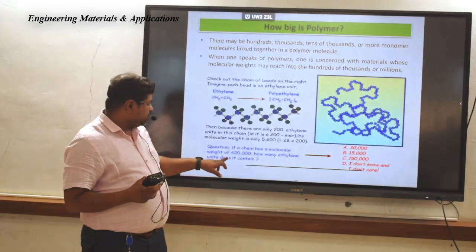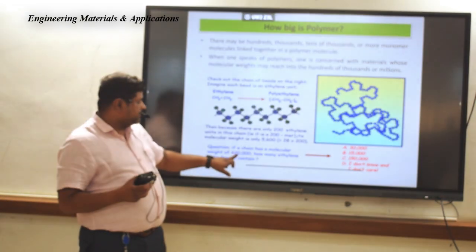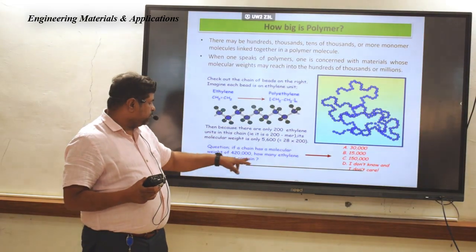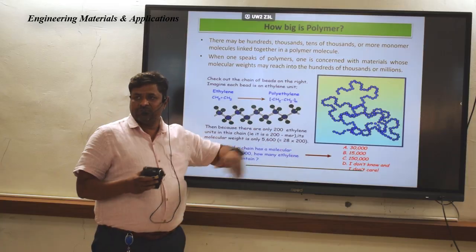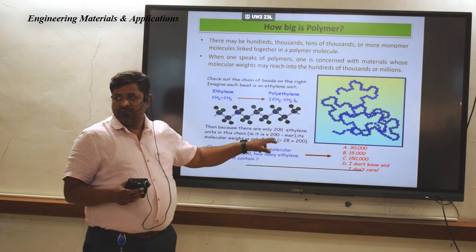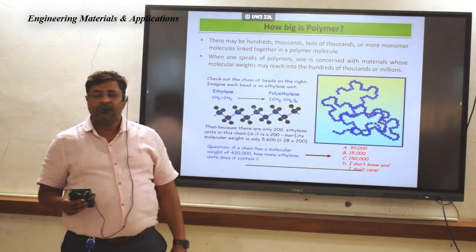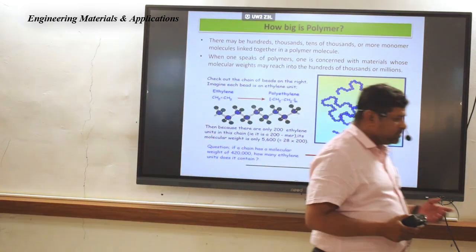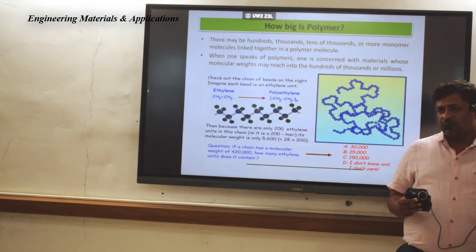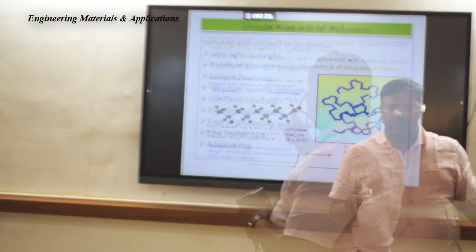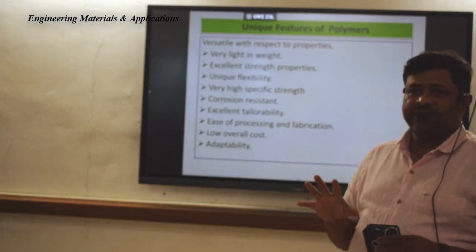Here the molecular weight is given as 4,20,000. So how many ethylene molecules are there? You have to do the reverse calculation of this, and you can find it out. So this is about the length, or how big a polymer can be. They are very light in weight.